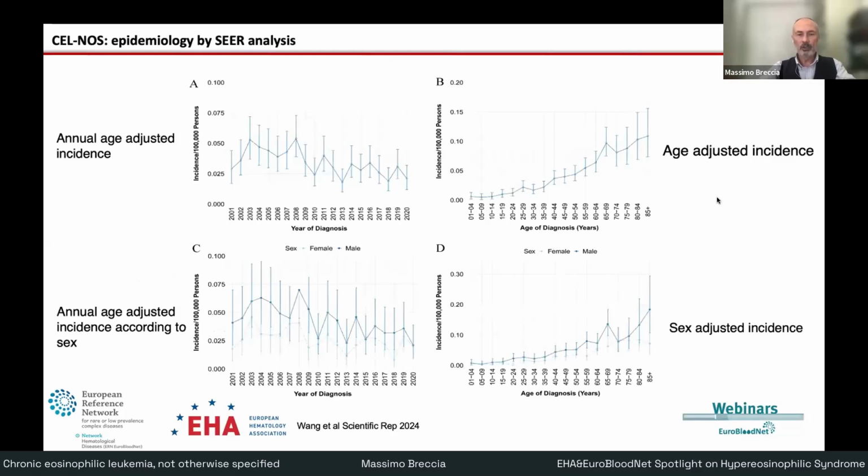And this is a new paper by SEER analysis reported by Wang, in which, as you see, the annual age-adjusted incidence, and in particular, the increasing incidence after 60 years with a male predominance in particular.